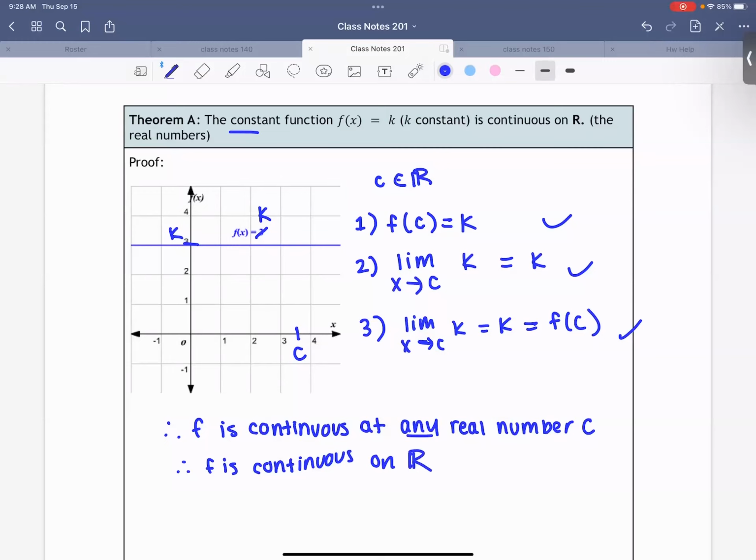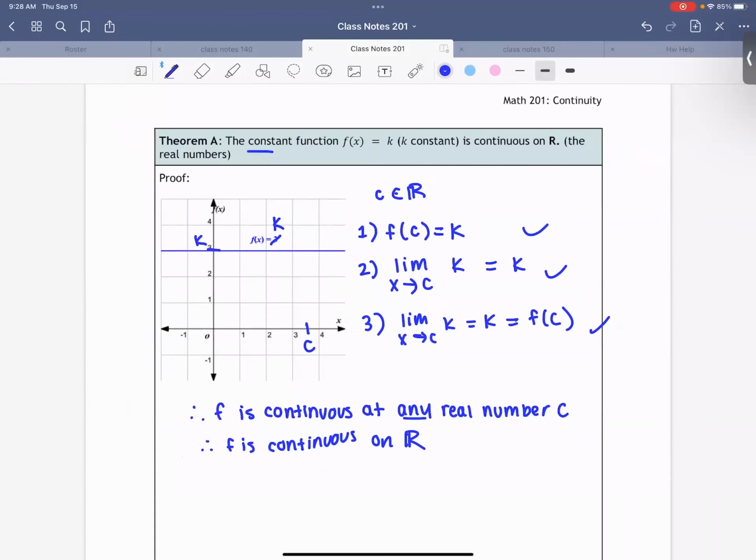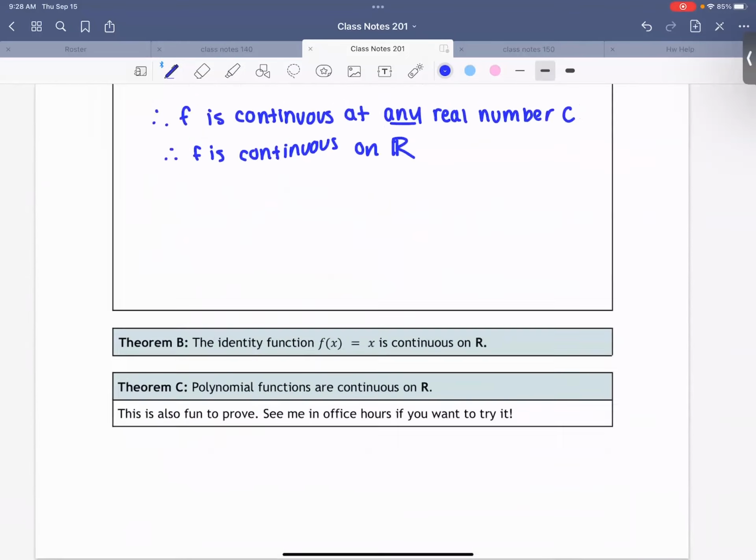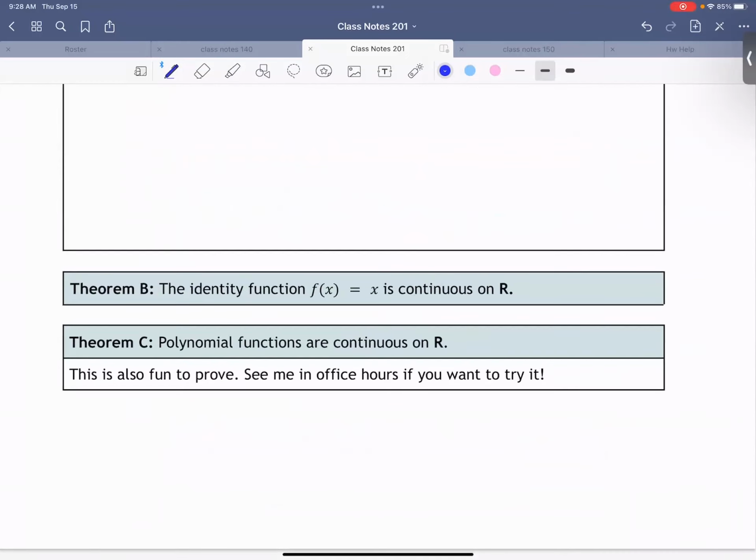All right, I know some of you might not be math majors and not want to prove things, but I like to stick them in every once in a while. All right, any questions on theorem A? All right, scrolling down, we got theorem B.